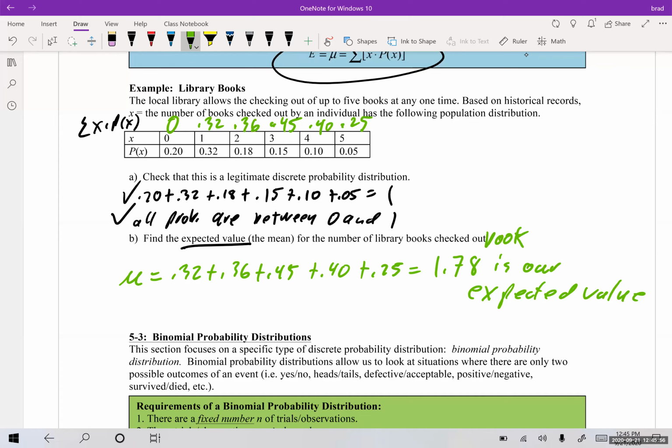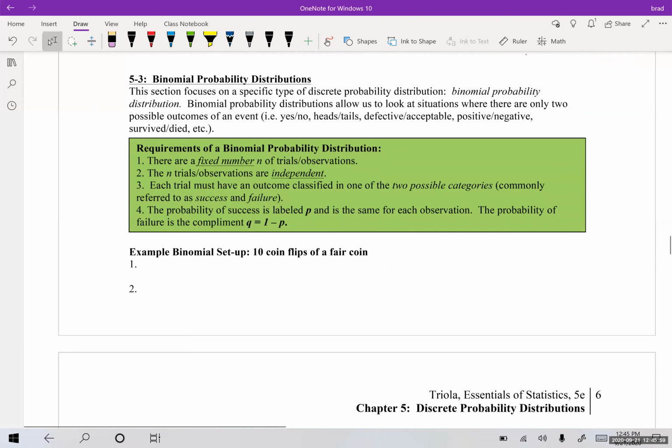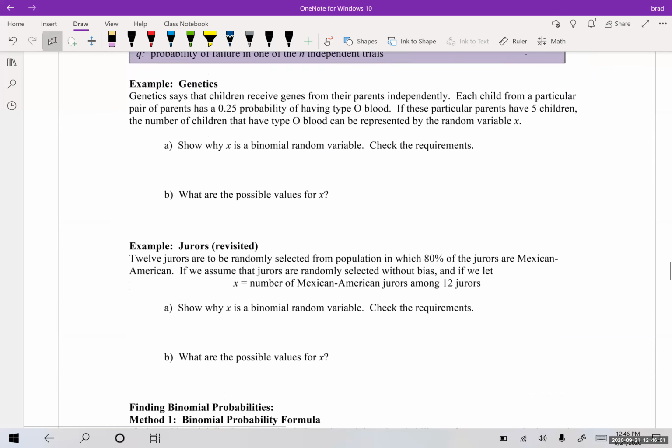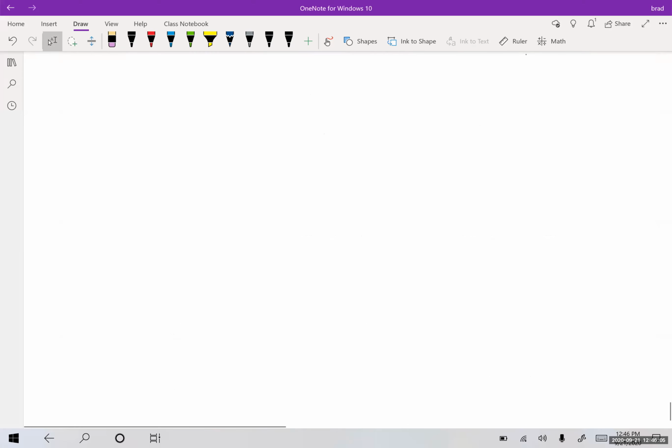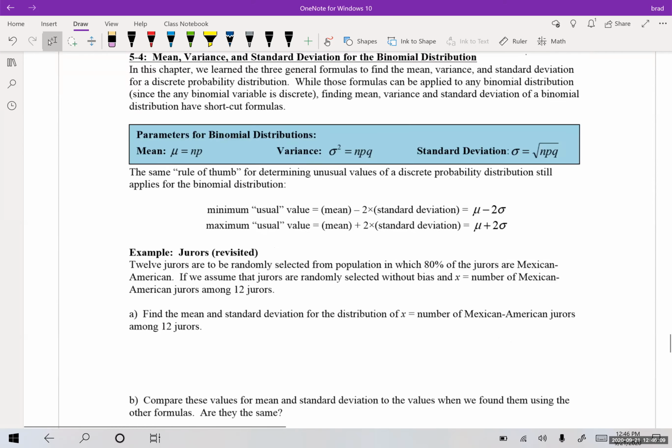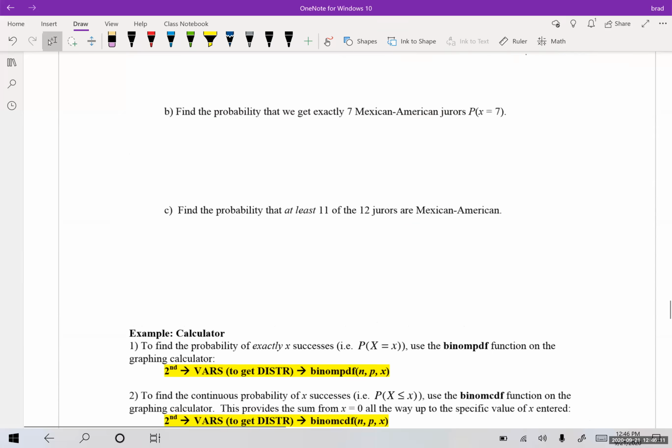So that's the first half. Let's see how much more there is. So we have basically 1, 2, 3. Let me see how many pages. 1, 2, 3, 4.